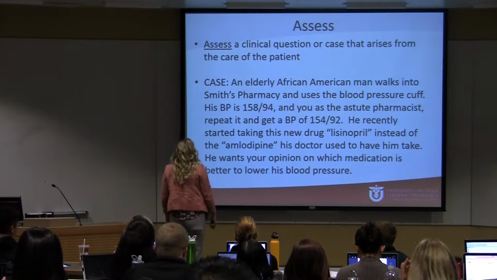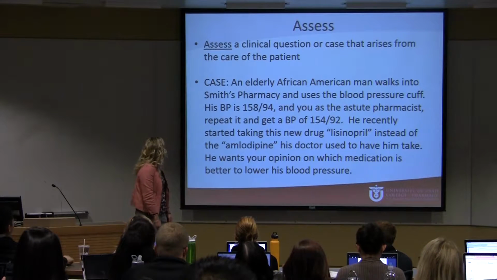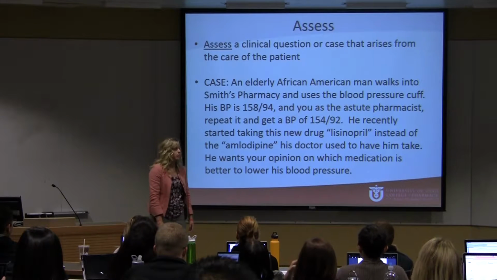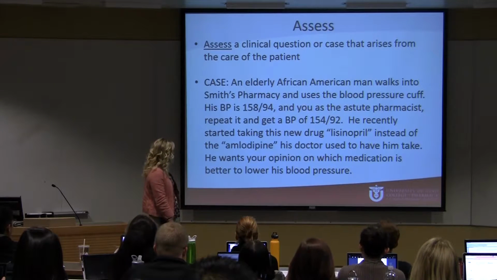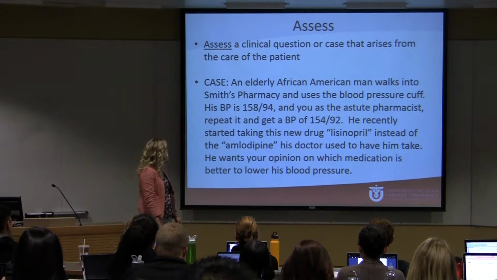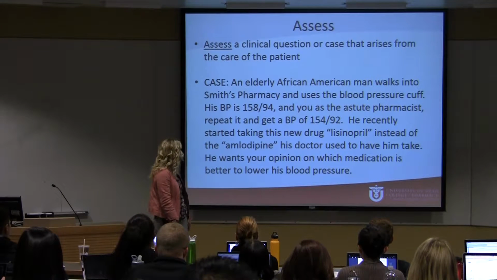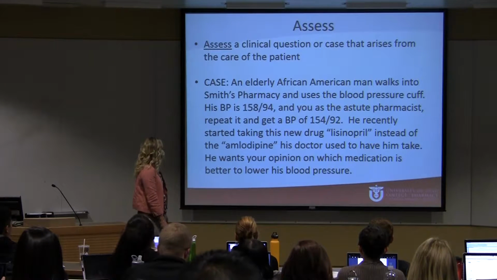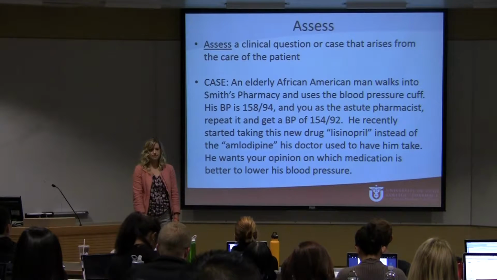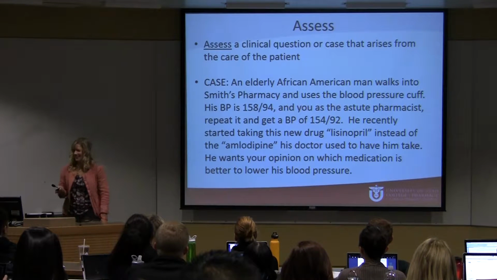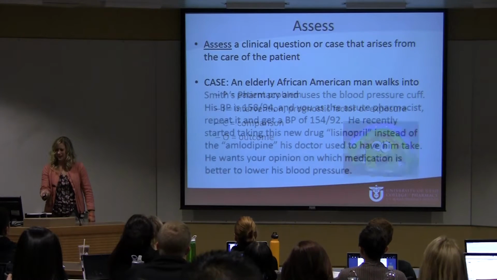So here's our case. An elderly African-American man walks into Smith's pharmacy and uses the blood pressure cuff. It's 158/94. And you, as the astute pharmacist, repeat it and get a blood pressure of 154/92. He recently started taking lisinopril instead of the amlodipine his doctor used to have him take. He wants your opinion on which medication is better to lower his blood pressure. I know you guys have done blood pressure, so there's no backing down on this one.